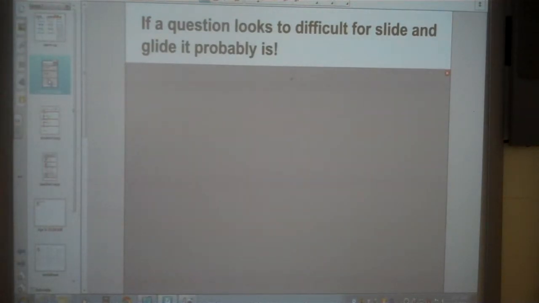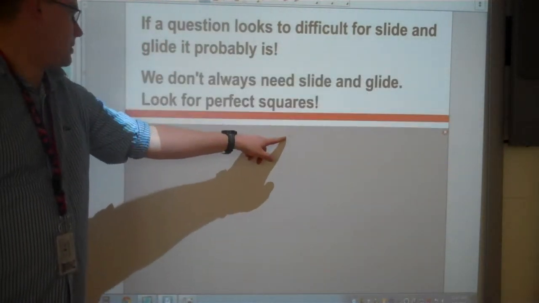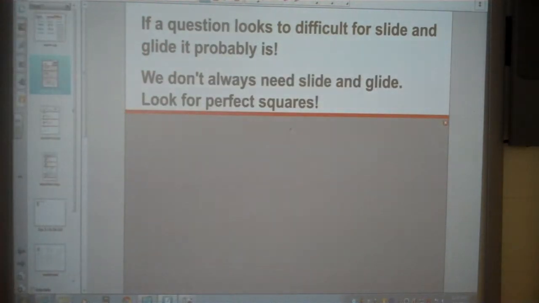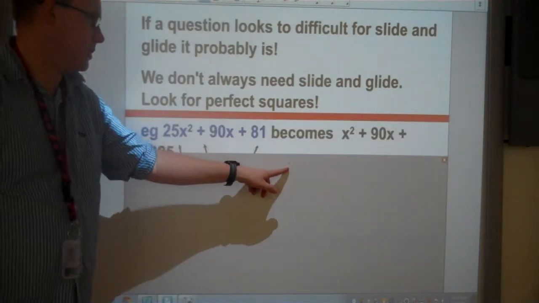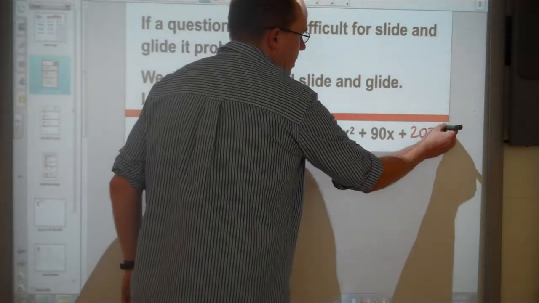Now, slide and glide doesn't always work, and sometimes it can make things more complicated. First of all, you should always look for a GCF on all your questions, otherwise slide and glide won't work, as you saw last lesson. But sometimes you do it, and it probably makes the question more difficult than it needs to be. So keep an eye out for perfect squares, and let me give you an example to show what I mean by this. So this is supposed to be 2025.